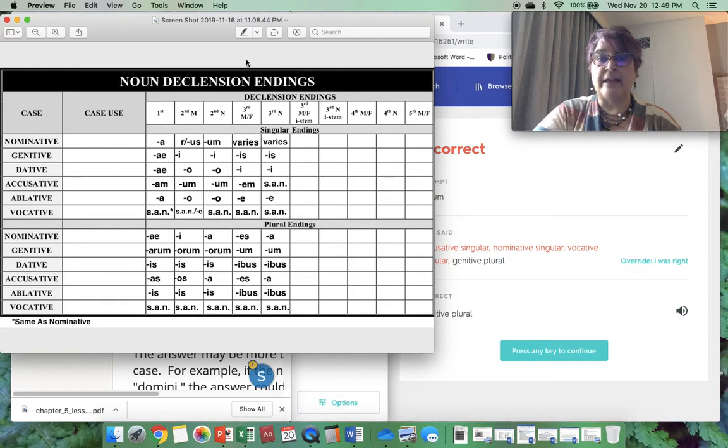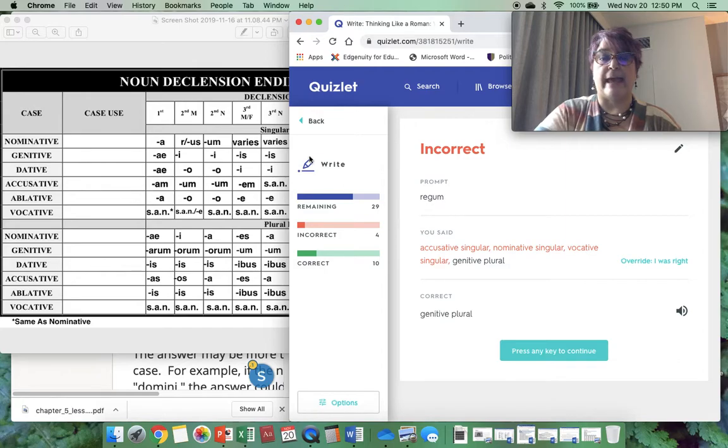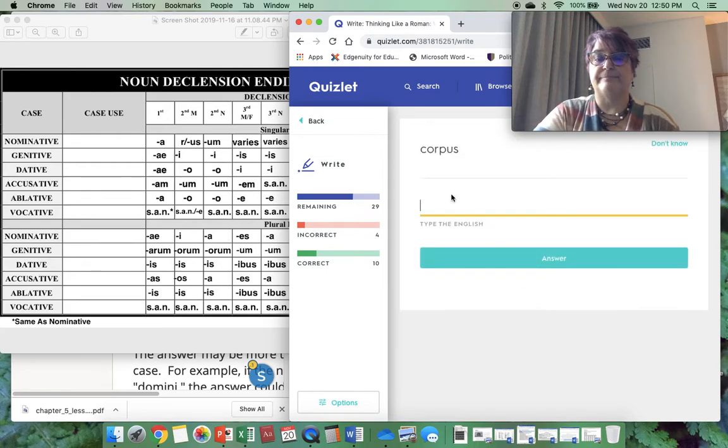So when I look at the noun chart, I'm only going to be looking at this column, the third declension masculine column, to find the ending for regum. And sure enough, UM is genitive plural, and that's why genitive plural is the only correct answer.